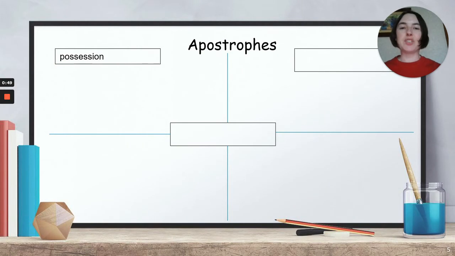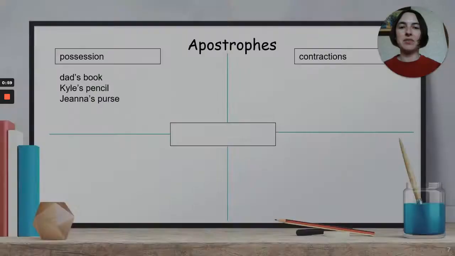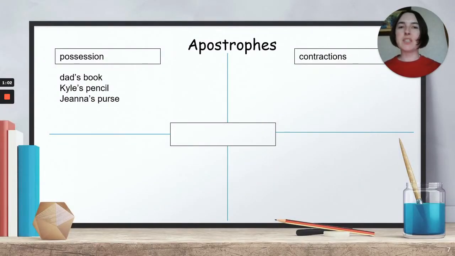First, apostrophes show possession. That'll go in the box in the top left corner. And in the top right corner, contractions. These two columns show the two ways that we use apostrophes. For possession, most of them are pretty easy. We just add an apostrophe S to the end of the word. Dad's book, Kyle's pencil, Jana's purse. That's easy. Nobody messes that up.